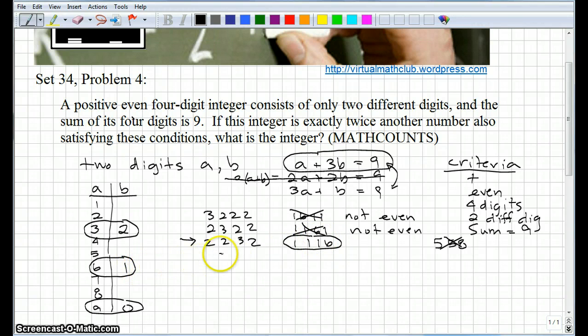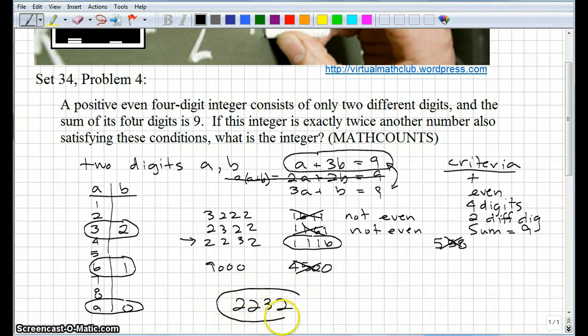Okay, and then our only other case is the 9000. Okay, that satisfies all these conditions. But if we take half of it, we get 4500. Now that one uses 3 different digits, so that one doesn't work either. All right, so that's really it. Those are the only cases. So our answer is that the integer that we're looking for is 2232.